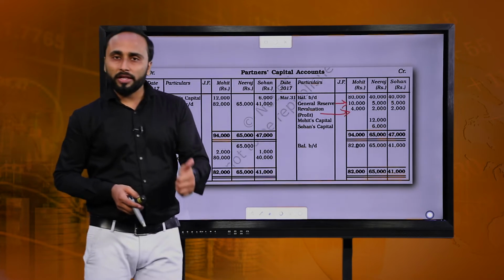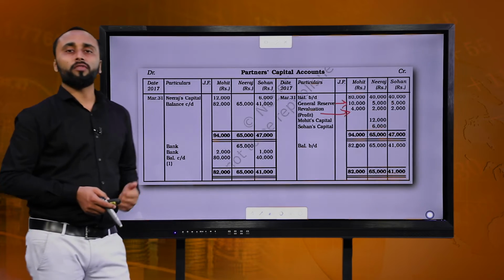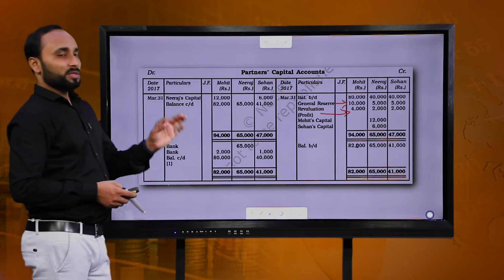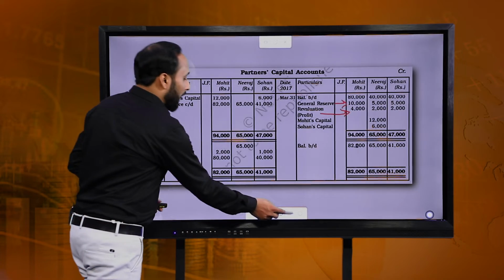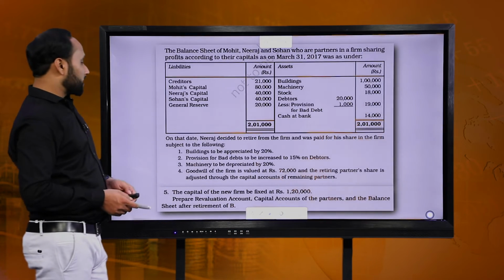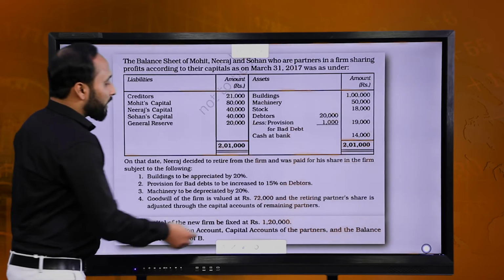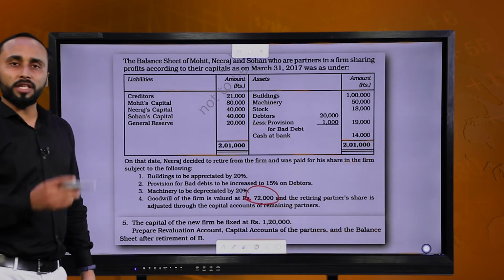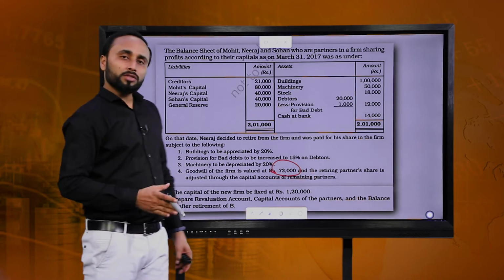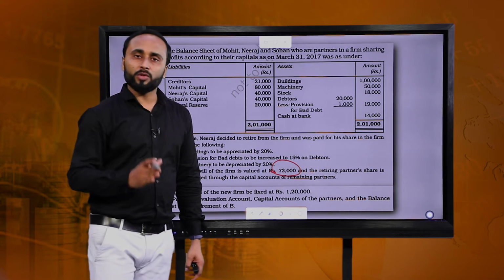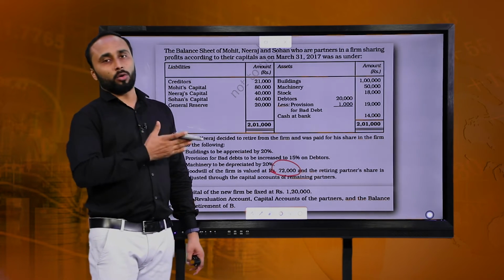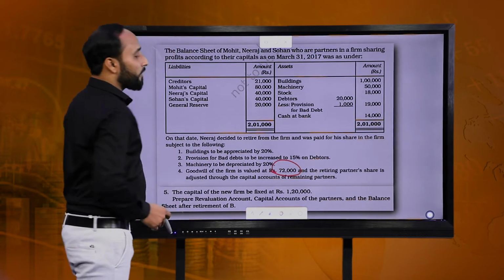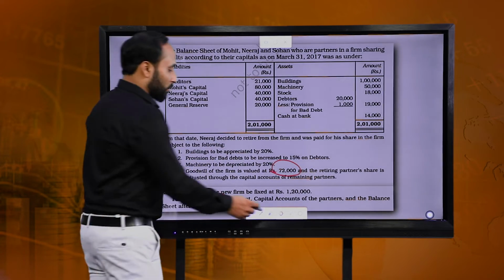After transferring the reserves, transferring the revaluation profit and then transferring the balance, we have to make adjustment for the goodwill of the retiring partner. So if you look at the adjustment, the goodwill of the retiring partner will be calculated from this. This is the firm's total goodwill of 72,000. This will be given to Neeraj in his share, which was 1/4, because the overall profit sharing ratio was 2:1:1. So 1/4 of 72,000 will be 18,000, right?